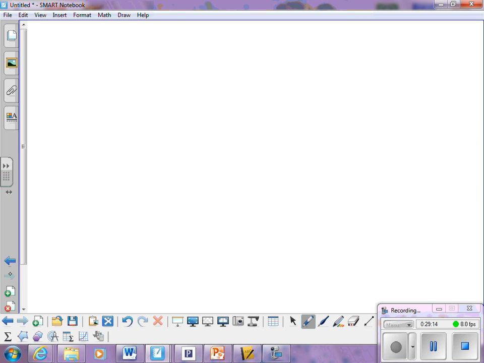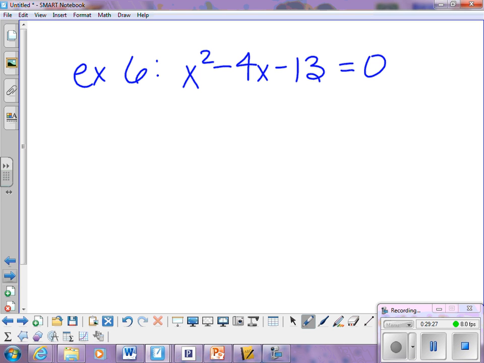All right, example 6. Let's talk. Do you know anything that will multiply to give you 13 but will add to give you 4? No. So could you factor this problem? No. Do you understand why you need to learn how to complete the square? Yes. I'm not laughing, y'all. Really. I need you to learn how to do this.